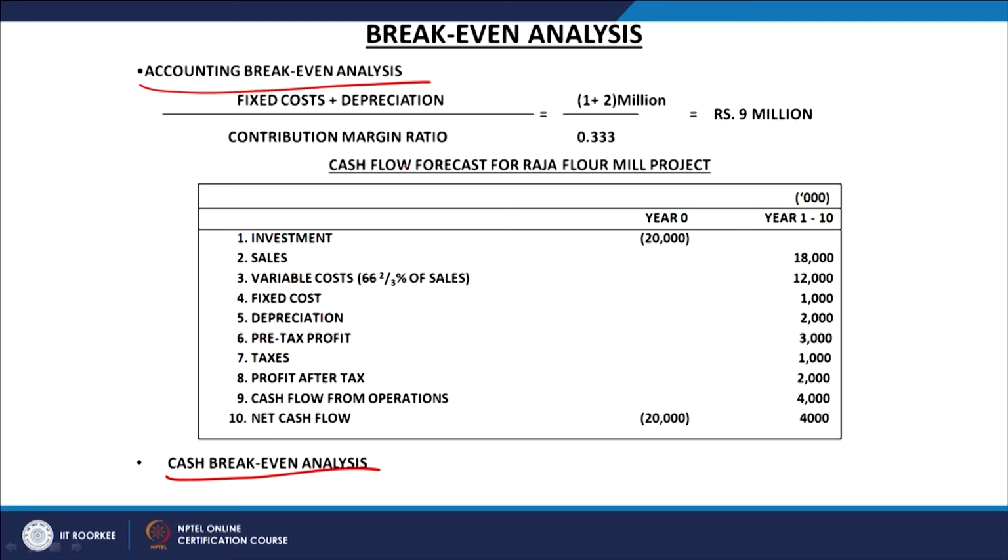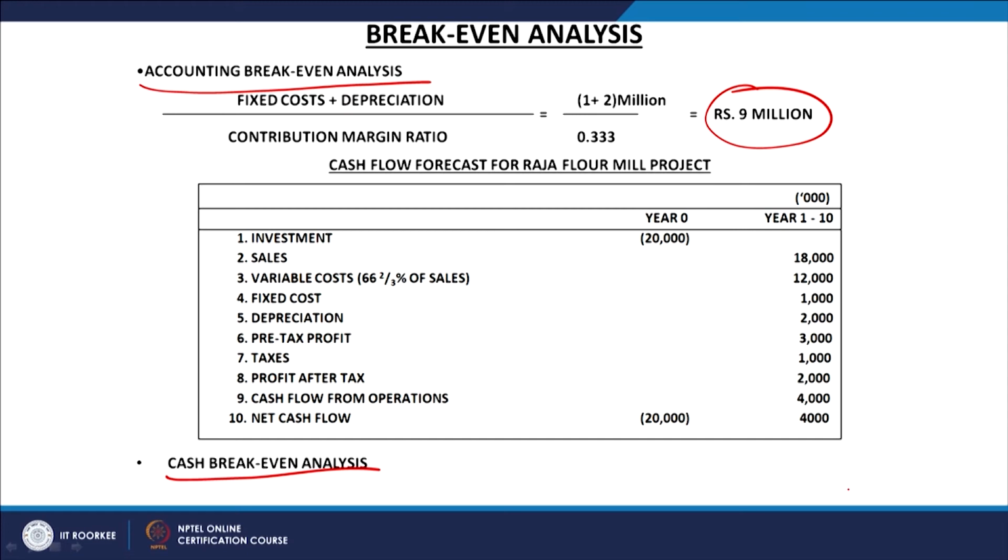In this case we have calculated the accounting break even point, which has been worked out as 9 million rupees. How has it been calculated? For example, the details are given here. Say, the cash flow forecast of the Raja Flour Mill project, which we discussed in the previous case of sensitivity analysis and scenario analysis; we are taking that example forward. We are taking the most likely scenario, where investment is 20 millions, sales are 1.8 crores or 18 millions, variable cost is 12 millions, fixed cost is 1 million, depreciation is 2 million, and similarly the other things have been worked out, right.